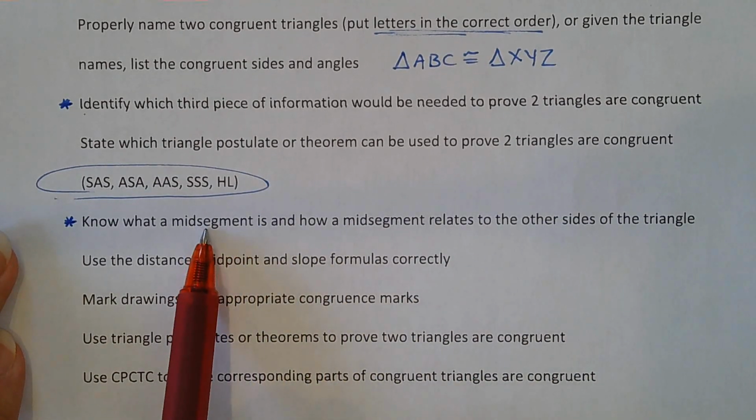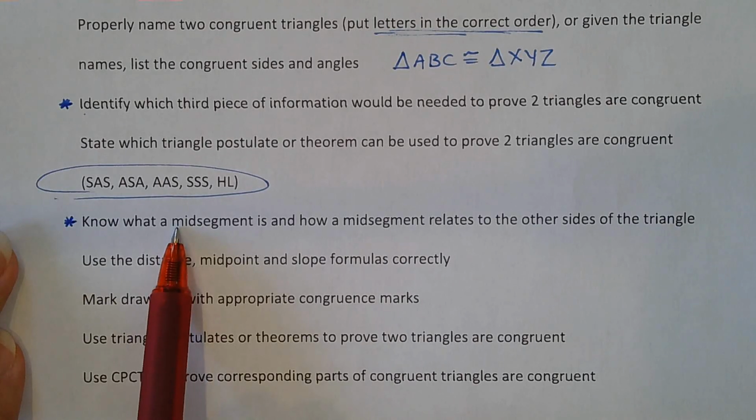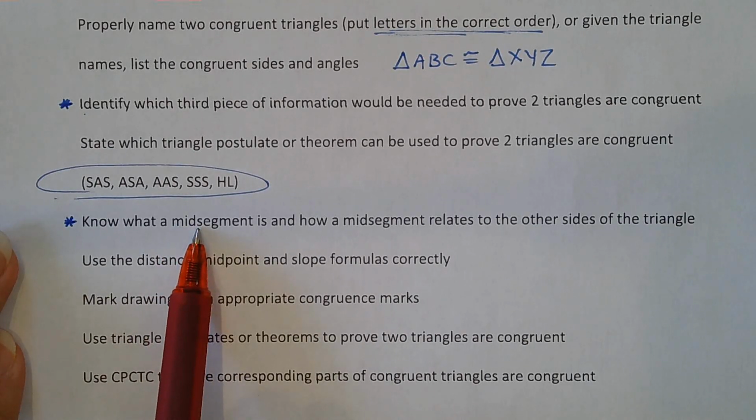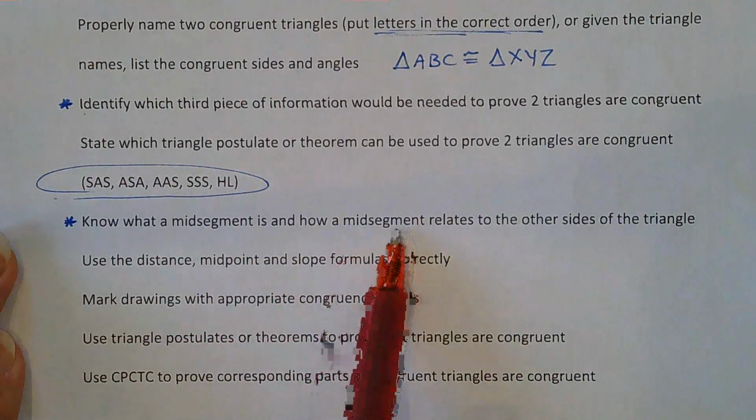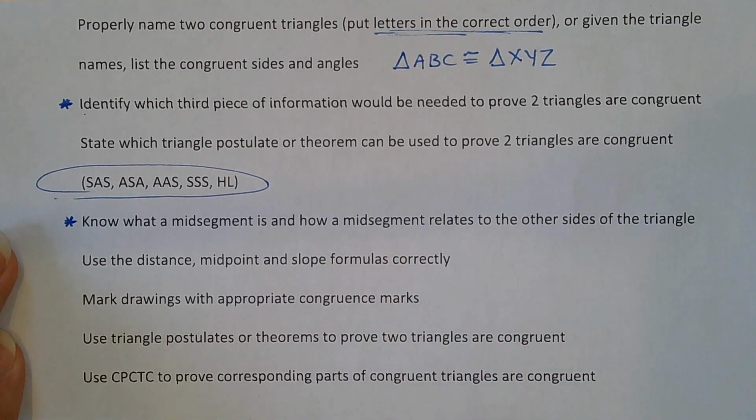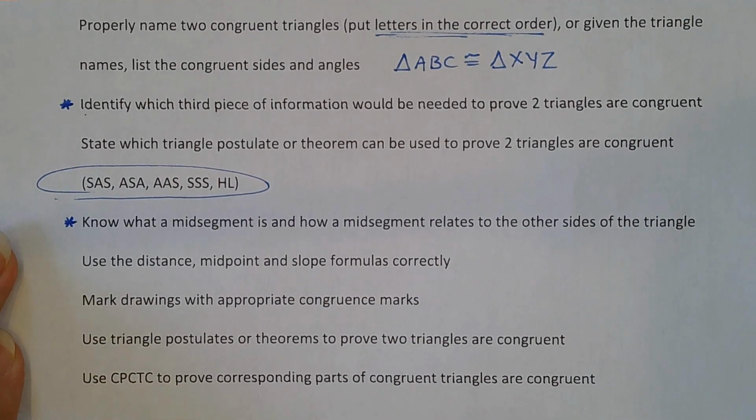Midsegments, again, remember midsegments, we're going to use midpoints. So the midpoints in a triangle, if you connect them, form a midsegment. The midsegment is going to be half the length of the third side. It's also going to be parallel to the third side, and the third side refers to the side of the triangle that the midsegment does not touch.